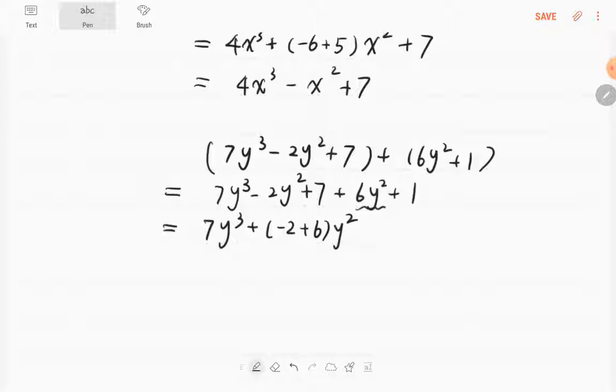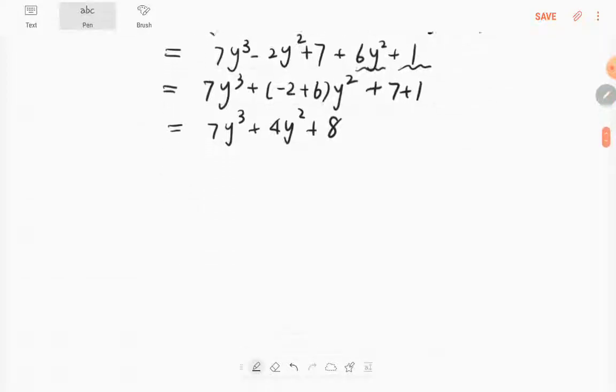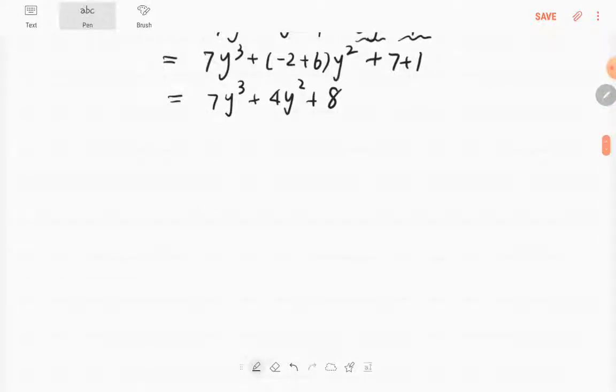Then the third term here is a constant, so we can always combine the constant, so we find another constant here. So we could write it like this way. So after that, we can simplify this one like that. Of course, we could also use the vertical format to do the addition. Right? We can always use the vertical to do the addition.